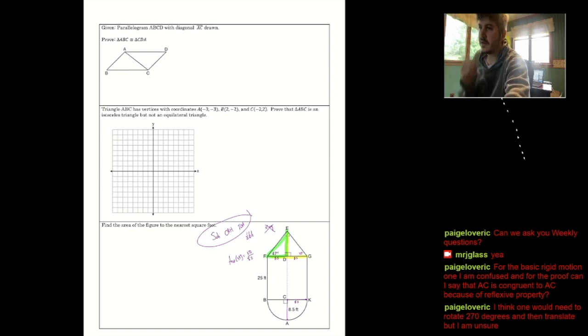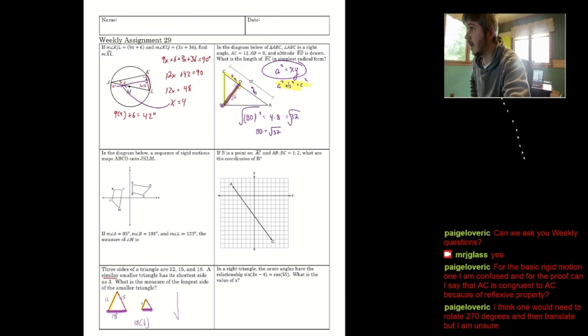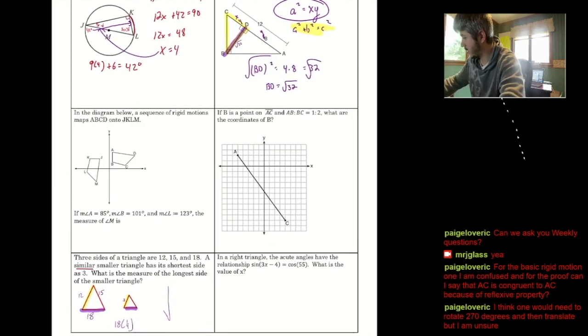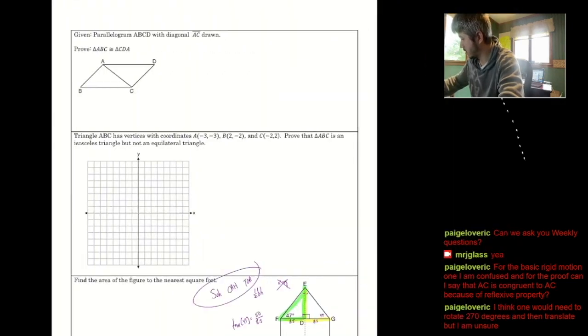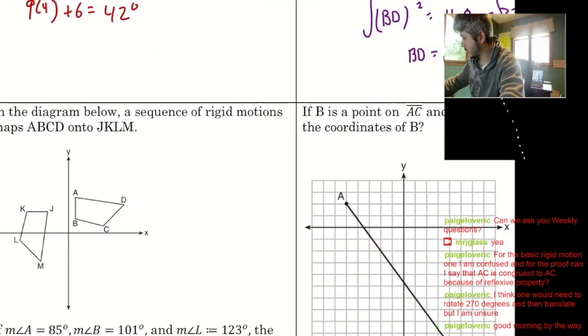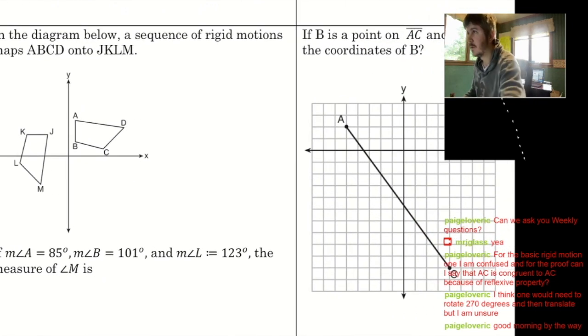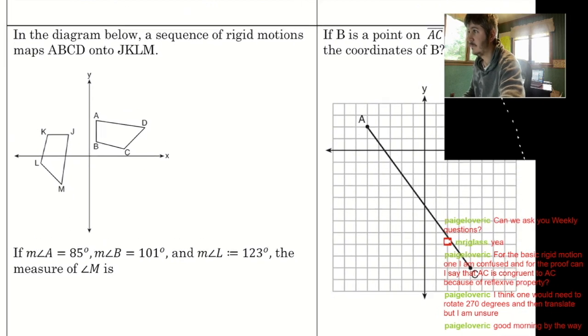So let's see. Let's do the rigid motion one first. I'm assuming that's number 3. This one. Alright, that's the only rigid motion one I think. Yeah, that's the only rigid motion one I see. So I'm assuming you're talking about this one. Let me fix this. That looks a little better.